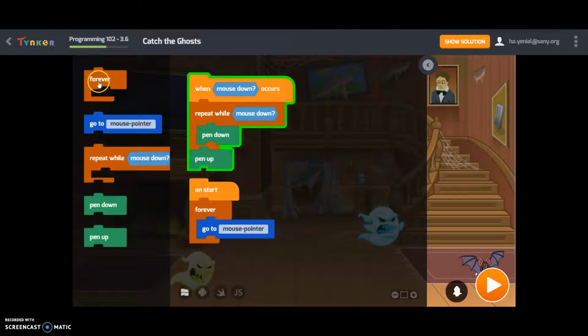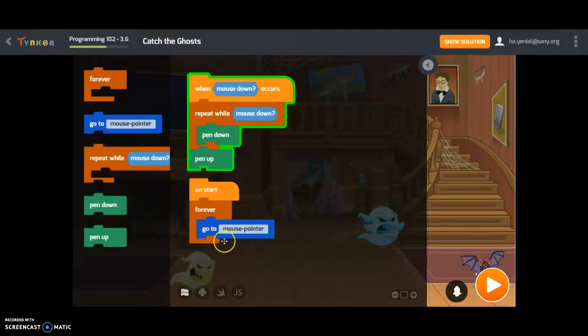Hi everyone, today's question was about programming 102.3.6, and I will start with the when mouse down block and repeat while mouse is down. I will put pen down here because when mouse is down, pen will be down, so I will be able to draw the lines. And when mouse is not down, the pen will be up.